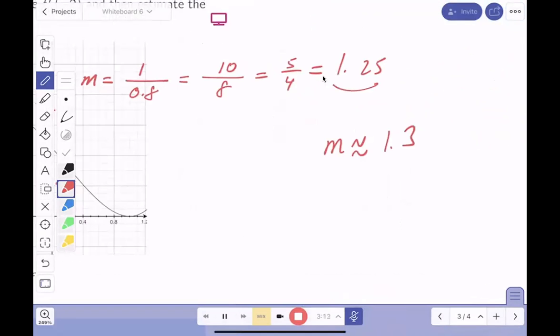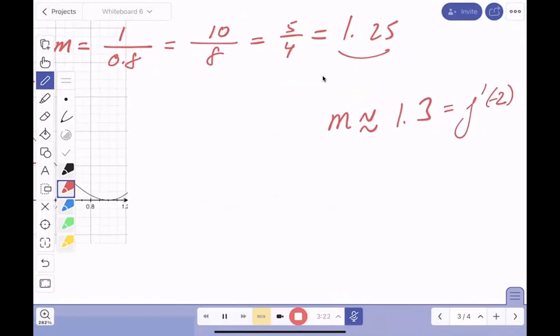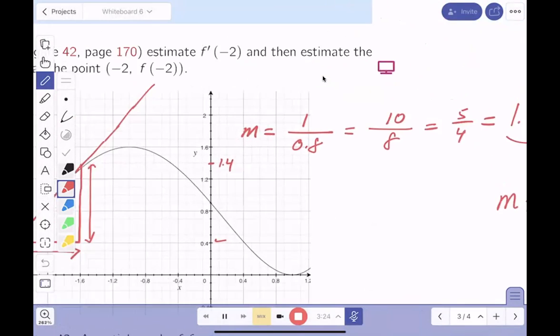So I'm going to say f prime at -2. Did I say -2? Yeah, -2. Well, it's approximately 1.3. Now, what else do they want me to do?